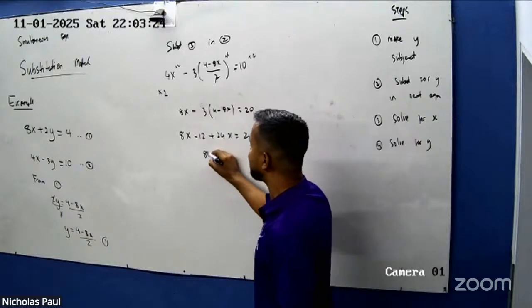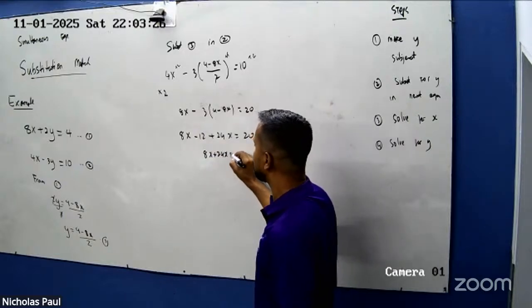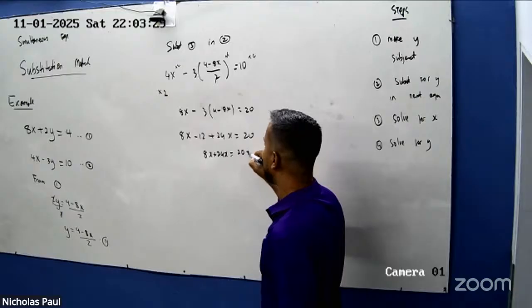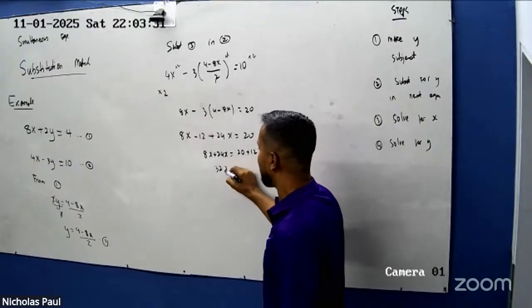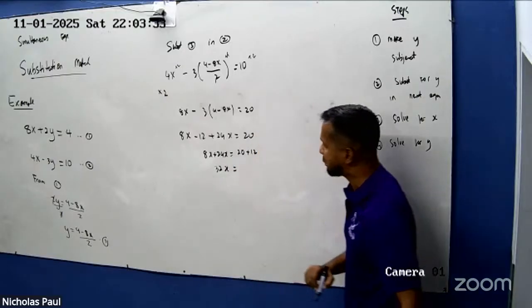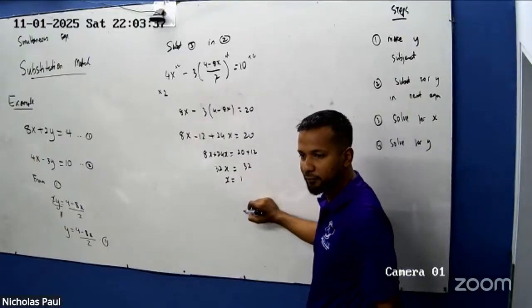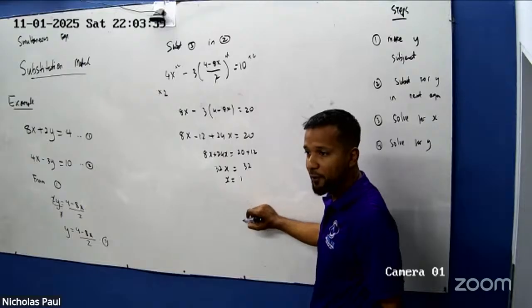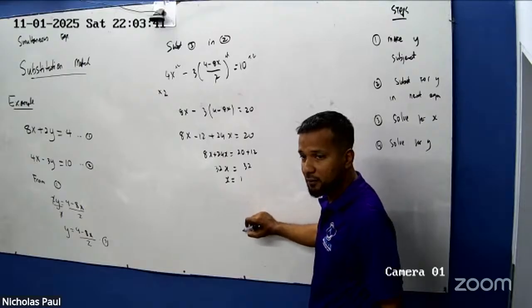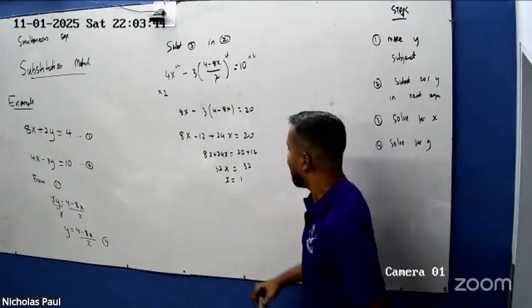Keep the x's together. And here you will get 20 plus 12. So you'll get 32x is equal to 32. X is 1. You okay with that? X is 1.